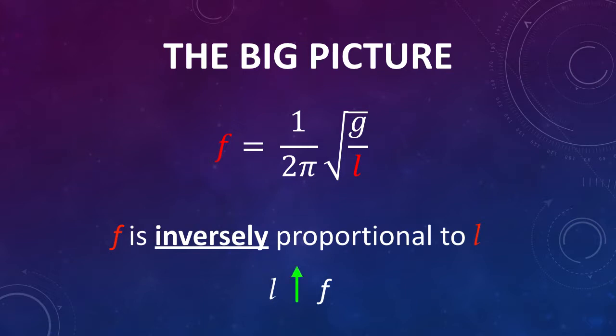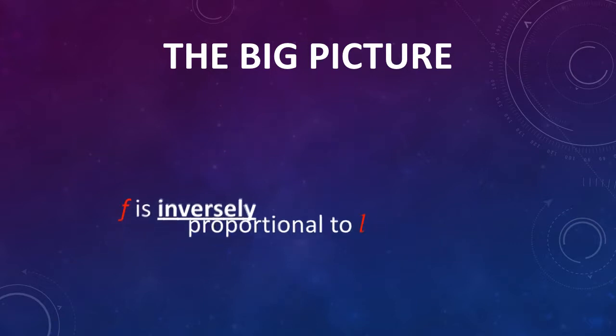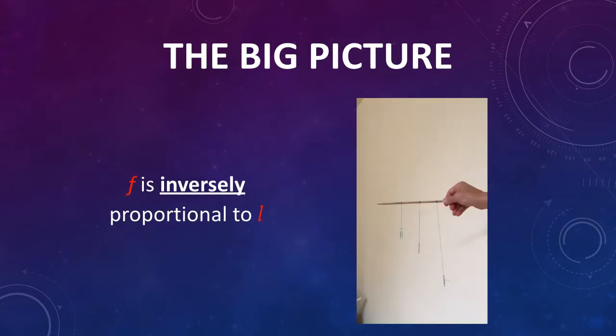The formula also tells us that frequency is inversely proportional to length. As length increases, frequency decreases. Here's a little device I created to show the effect of length on a pendulum. Which paperclip will have the highest frequency, or move back and forth the fastest? If you guessed the short one, you're correct. Shorter length equals higher frequency.